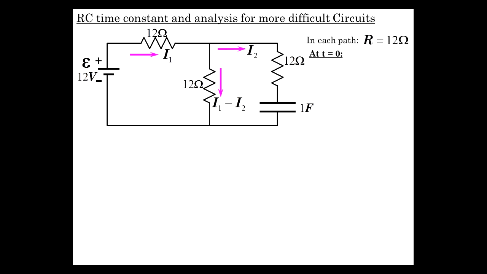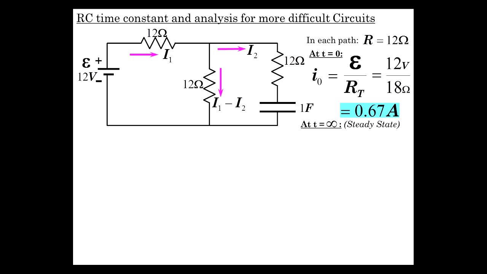So in each path, R is 12 ohms, just to make things simple. So at t equals 0, I already mentioned, the initial current is V over R, the EMF over R total, which is 12 over 18, or 0.67 amps. That's easy. That is from the point of view of the source.